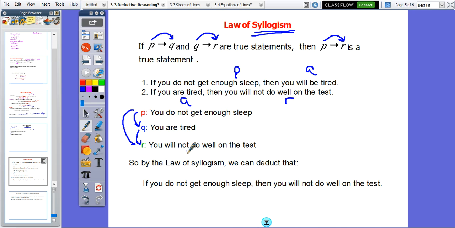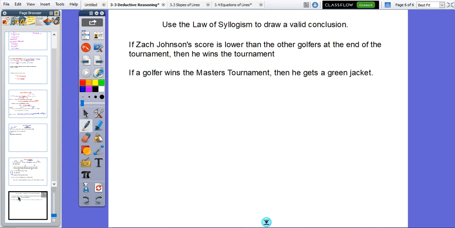So we talk about if you didn't do your homework, you won't know what's on the test. If you do badly on the test, you won't pass the class. If you don't pass the class, you drop out. If you drop out, you end up being homeless. So we can say, by not doing your homework, you end up homeless. That's a perfect way to describe the law of syllogism as well. So take a moment, pause, and then draw your own conclusion based off this right here.